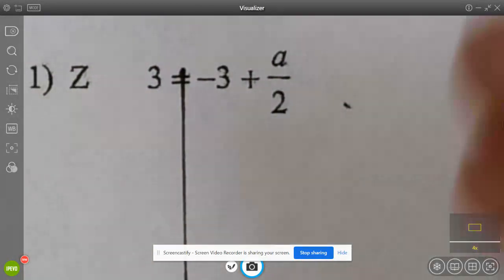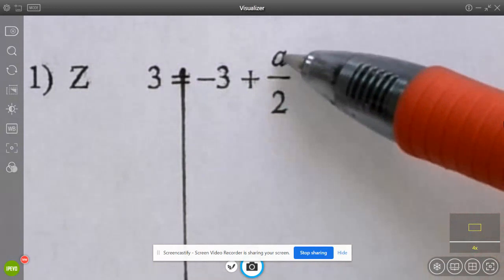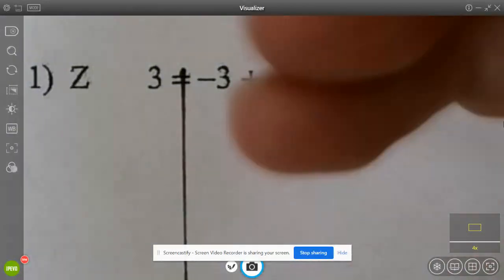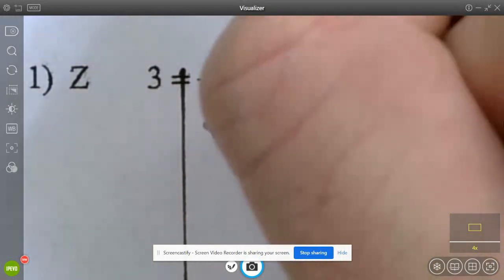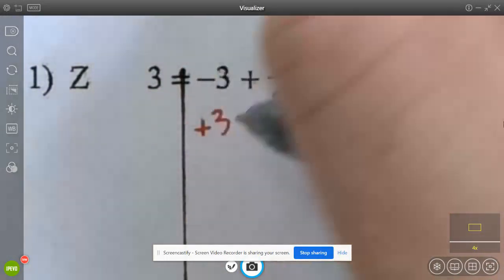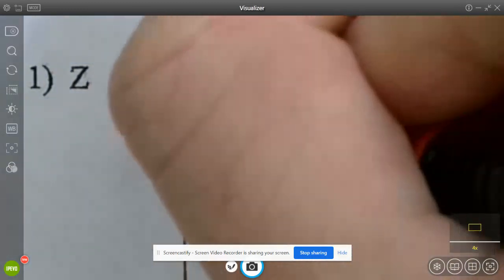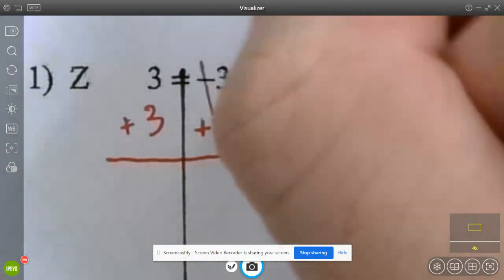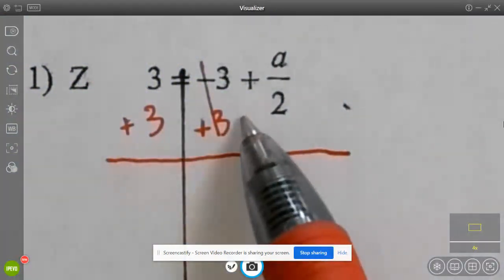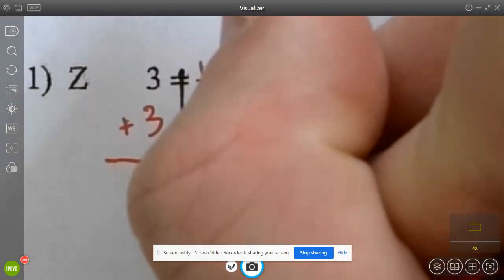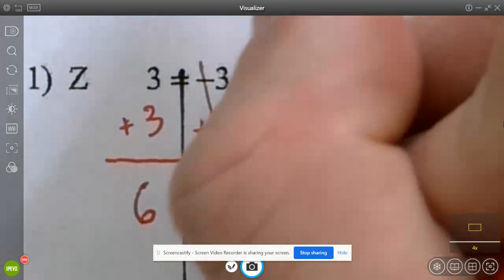And here we go. So we have 3 equals negative 3 plus a over 2. We want to get a by itself. We want to know what a is. So first we're going to get rid of this negative 3. To get rid of that, our constant, we're going to add 3 on both sides. Keep that plus 3 right under that negative 3. This goes away. And if we add 3 on both sides, we're going to get 6 equals a over 2.